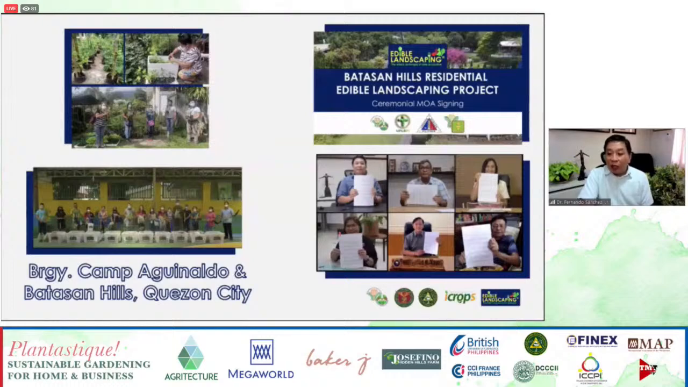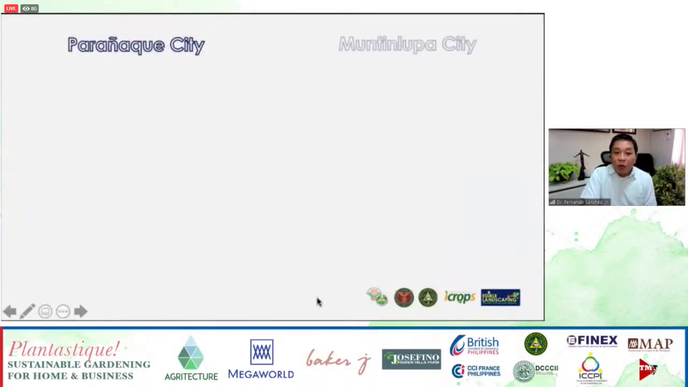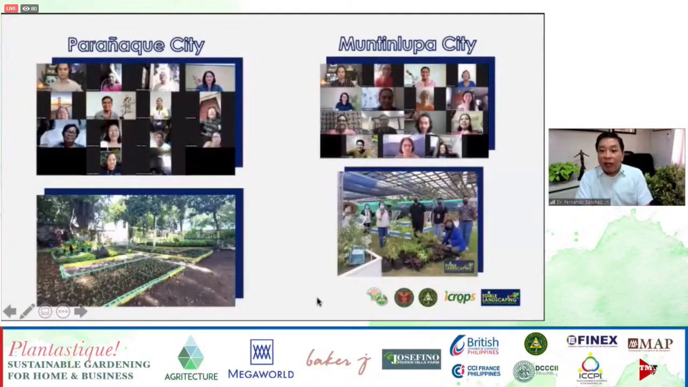Partnerships were formed between our team, the Quezon City government, led by Mayor Joy Belmonte, and officials of Barangay Batasan Hills as our project site. We have also provided technical assistance to the city governments of Parañaque and Muntinlupa in strengthening their campaign for growing safe and nutritious food through the help of edible landscaping.